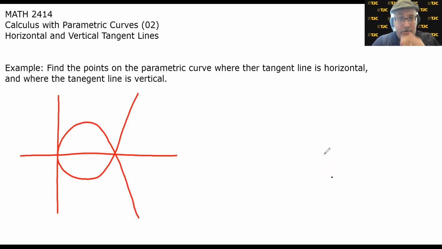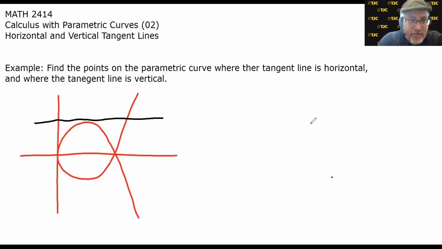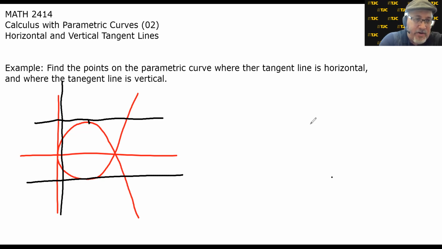But what about for parametric curves, locating vertical and horizontal tangent lines? Because we seem to have some here. It seems like there's a horizontal tangent line at the top of this curve. I missed it a little bit, but you know where I'm talking about. And a horizontal tangent line at the bottom down here. And it also looks like there's a vertical tangent line over here, which of course I drew horribly. It's a little bit better. But the question is, how do we locate them in terms of parametrically defined curves?